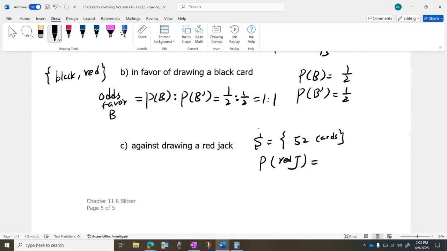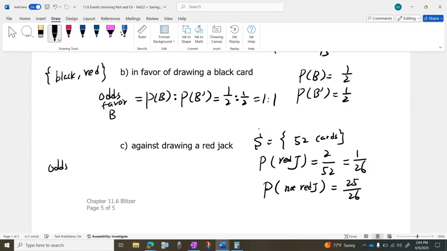I think there are only 2 red jacks. In total, we have 4 jacks. Half of them are red, half of them are black. So 2 red jacks among the 52 cards. Yeah, we can reduce this fraction to 1 over 26. Then the chance of not getting a red jack would be 25 over 26, right? The 2 probabilities must add up to 1.